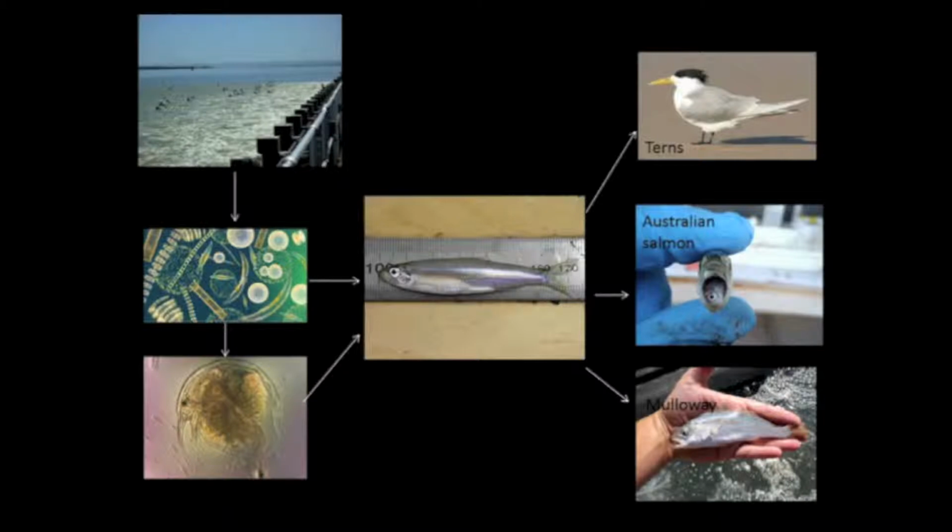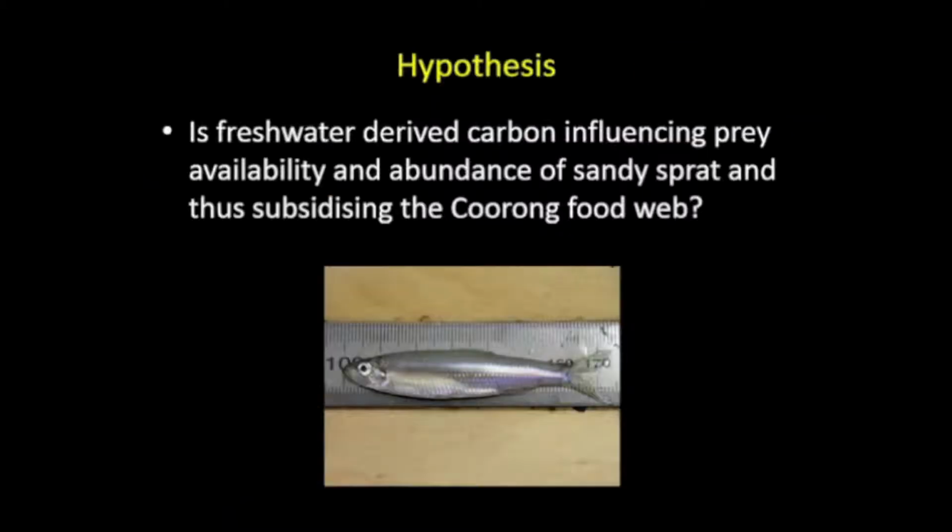So overlaid on top of this was the data I spoke about before from during the flood, and that high flows, we know, have a large influence on the zooplankton and phytoplankton communities in relation to diversity and abundance. These things eat these guys, so it leads us to hypothesise that maybe freshwater-derived carbon is influencing prey availability and abundance of sandy sprat, and thus subsidising the Coorong food web.